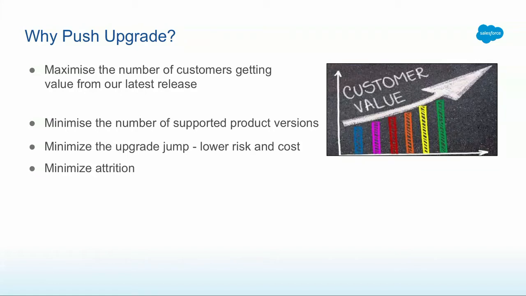Last point, minimize attrition. Our onboarding team needs to prepare a list of customers that have to upgrade to a certain version. If we have to handle 15 different versions for them, it's crazy. Also, if they have to do a pre-step and post-step after the upgrade, the time that they have to consume is really, really high. So we want to decrease all this time.